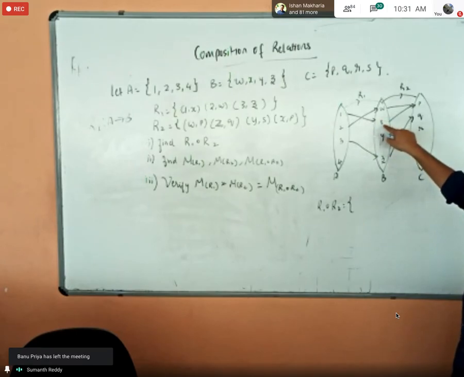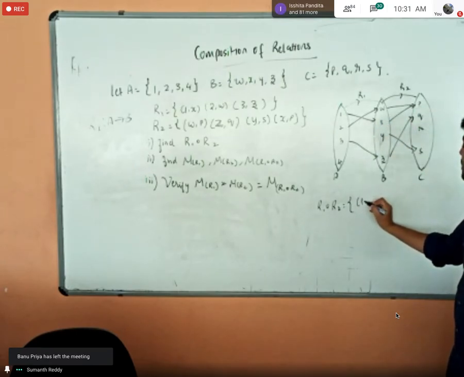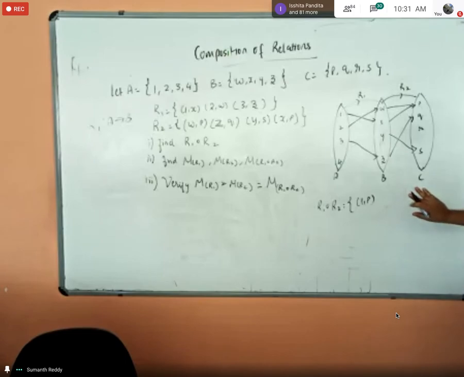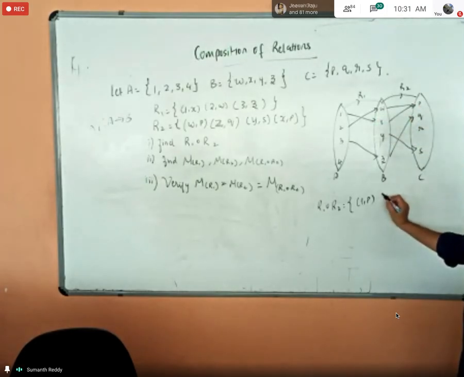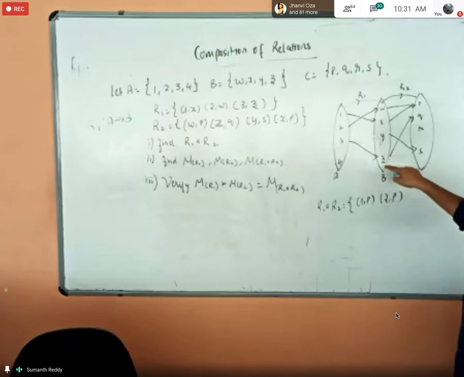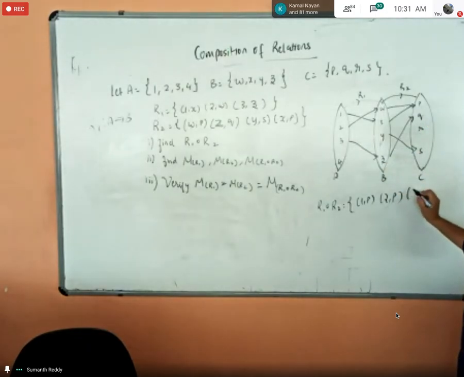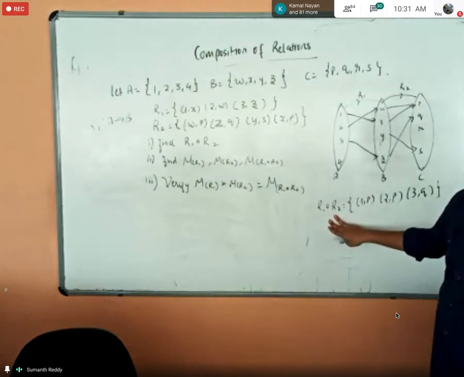leads to X and X leads to P. That is 1 comma P. Next, 2 leads to W and W leads to P again. That is 2 comma P. What else? 3 leads to Z and Z further leads to Q. So it will be 3 comma Q. Did I leave anything? I think that's it. Okay, this is the relation R1 composition of R2.